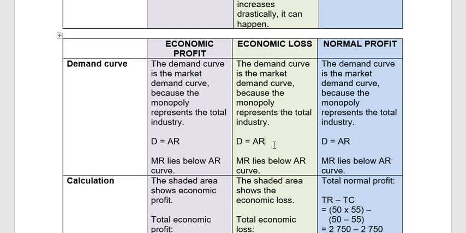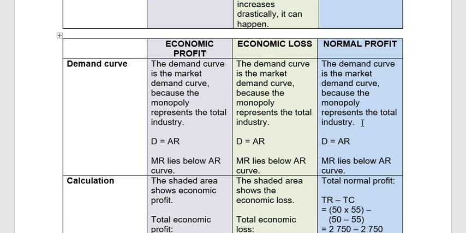The next thing that we're going to look at is the demand curve. Just remember, all of these equilibrium positions, we are still referring to the monopoly. So you will see all the information in all three of these columns is exactly the same. In the monopoly, it doesn't matter if we're drawing an economic profit, an economic loss, or a normal profit, the shape of the demand curve is going to be exactly the same, because we are still in the same market structure. Here we said that the demand curve for the monopoly has a negative slope because the monopoly is the only producer in this industry.